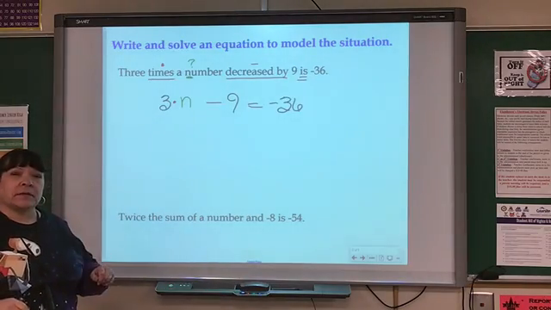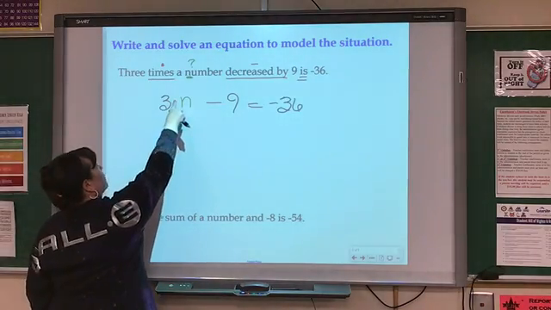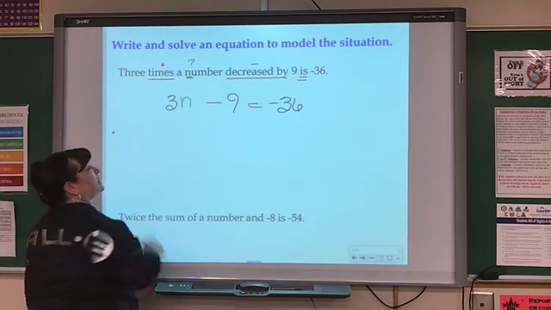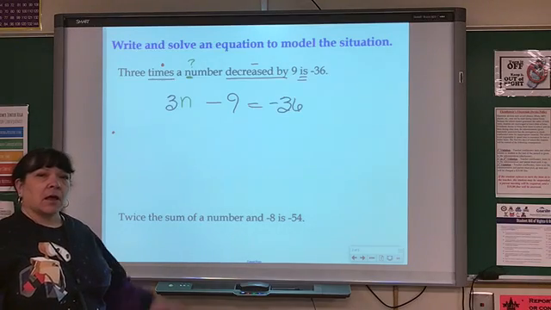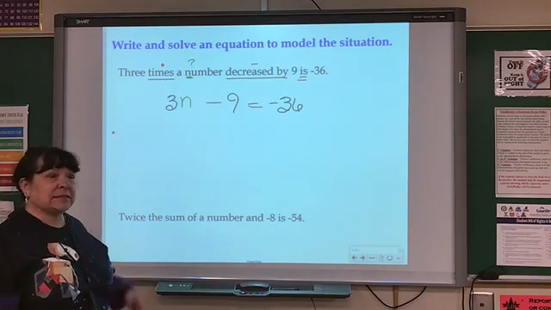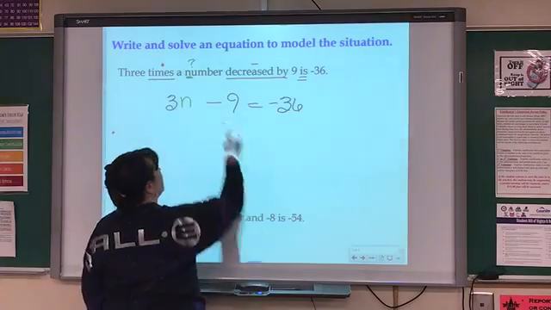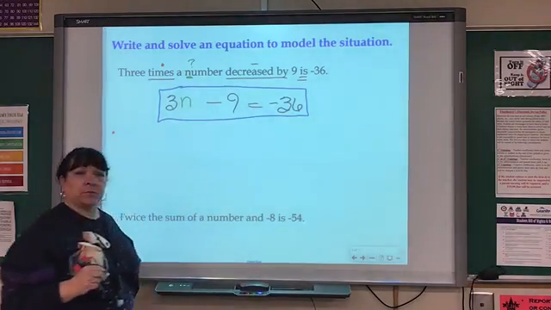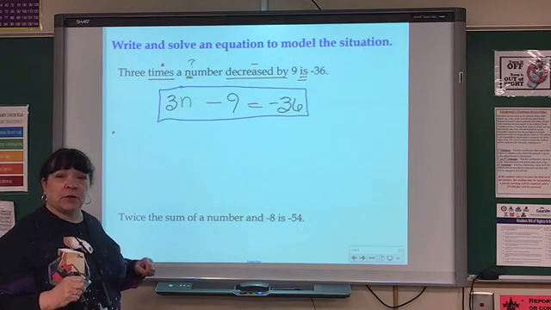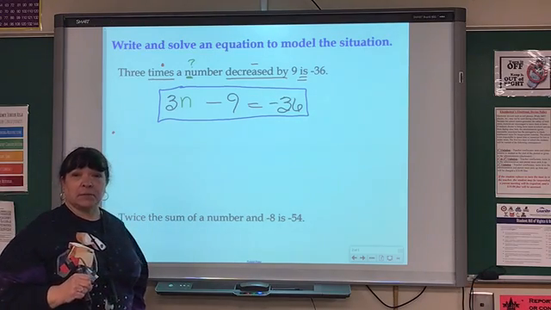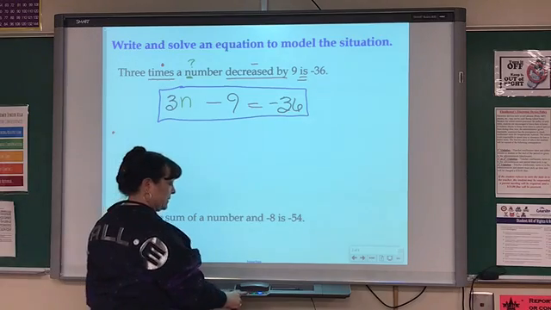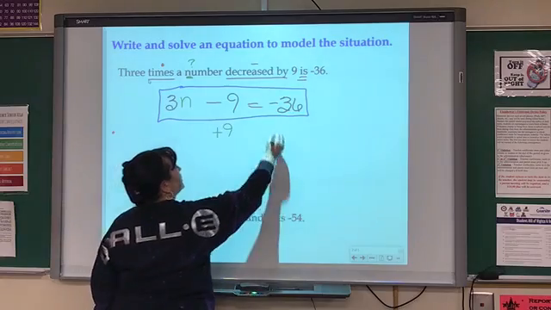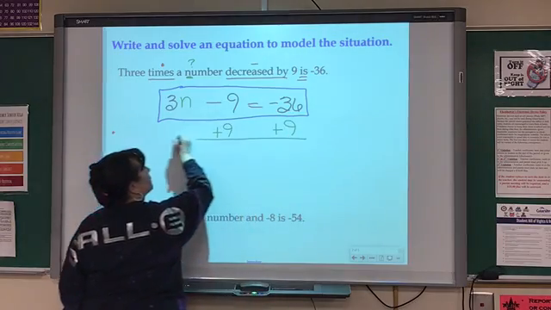Now, the thing about this, you actually can remove that raised dot, say bye-bye times, and just move the 3 and the n next to each other. 3n or 3 times n, still the same thing. We now have our equation, which in this case is a 2-step equation. To solve this 2-step equation, of course, we eliminate the constant. That's a minus 9. So we are going to add 9. What we do to one side, we do to the other side.